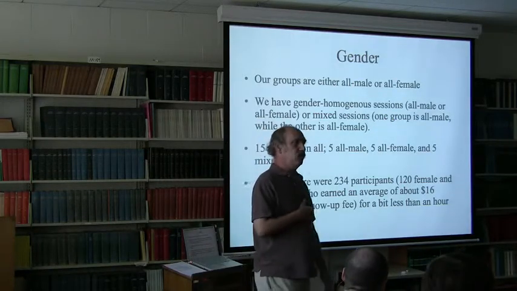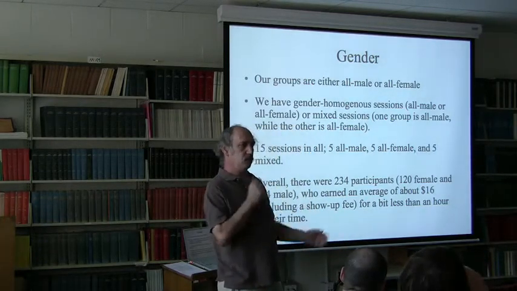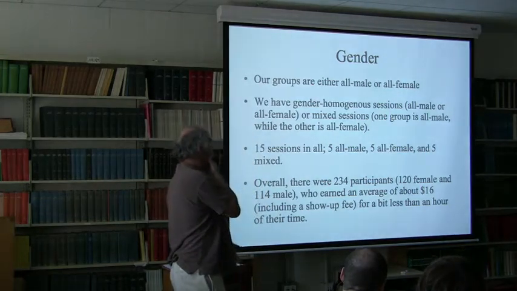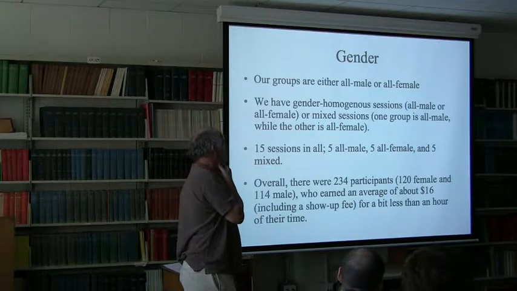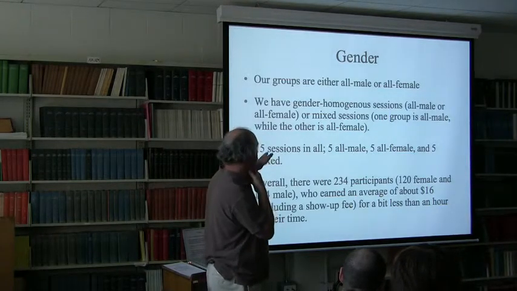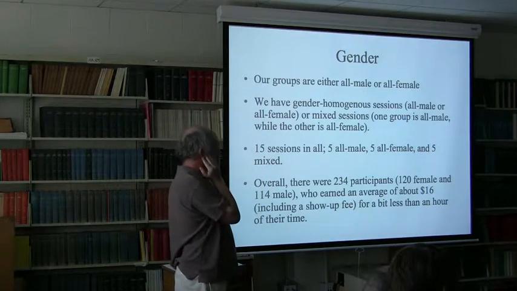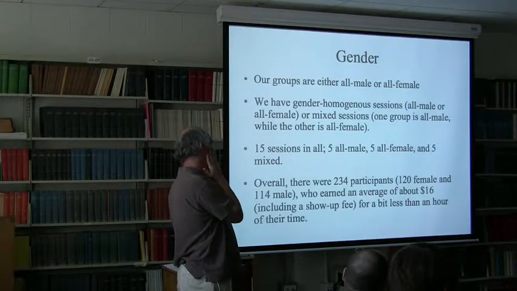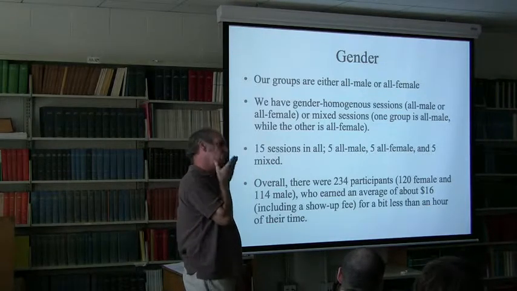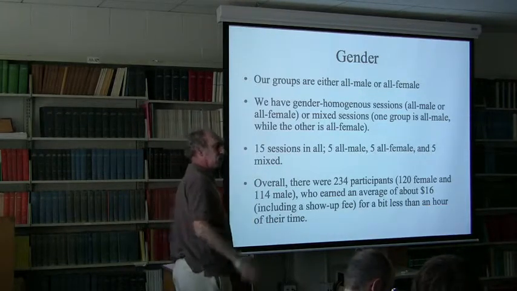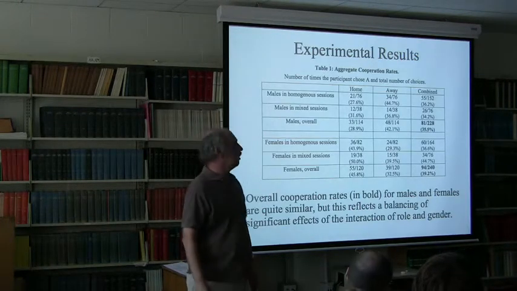Everybody clear on how this works so far? Playing a prisoner's dilemma a certain number of times. You get to play twice, once at home and once in the other room. Groups are either all male or all female. And I mentioned before, they're all male sessions or mixed sessions. There are 5 all male sessions, 5 all female sessions, and 5 mixed sessions. Altogether, 234 participants. Earnings about $16 for about an hour. I try to pay people between $12 and $15 an hour. It keeps them happy, but not so happy.